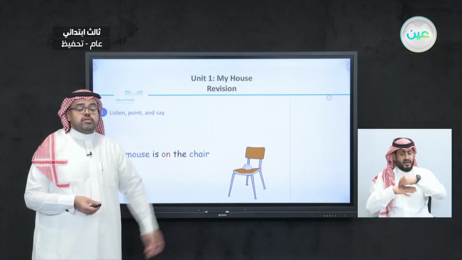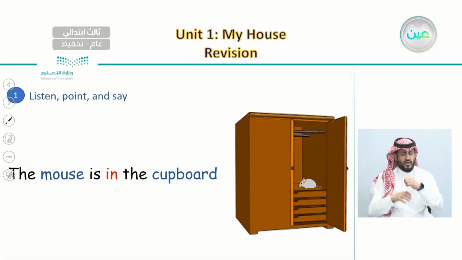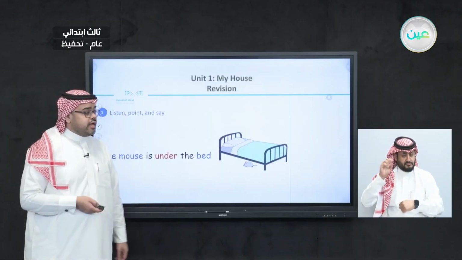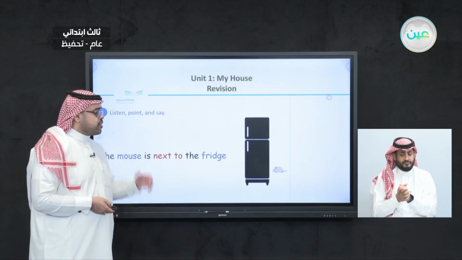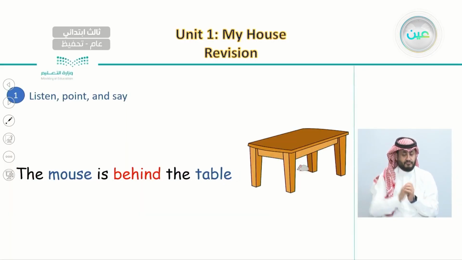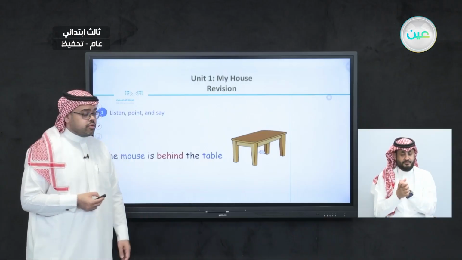So here the mouse is on the chair. And here the mouse is in the cupboard. And here the mouse is under the bed. And also the mouse here is next to the fridge. And the mouse here is behind. So for example, this is a table. The mouse is behind the table.